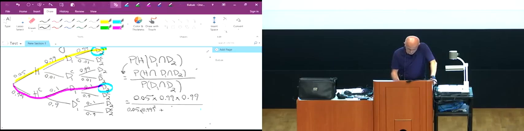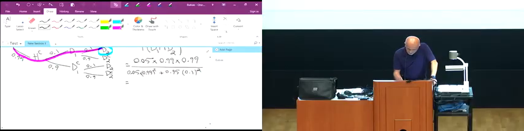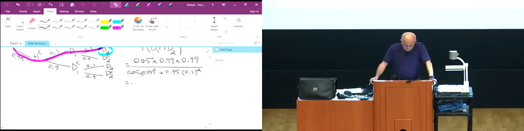What's the next part? 0.95 times 0.01, which is 0.1 squared. So what is that number? Actually, that didn't require regrouping. What's that number? Can somebody tell me? 0.837.